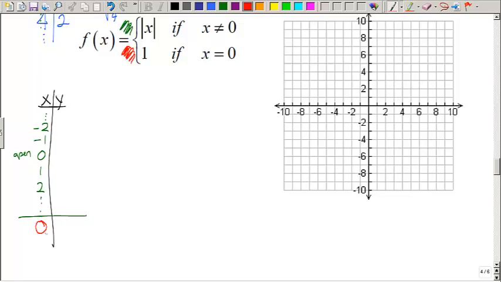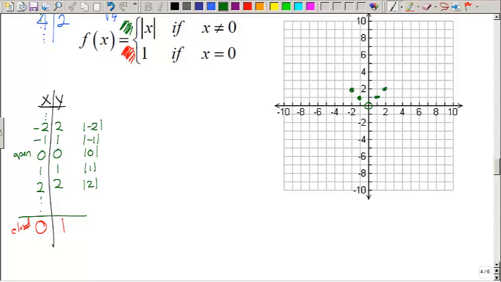When I plug in the absolute value of -2, I'm getting 2. The absolute value of -1 is 1. The absolute value of 0 is 0. All the way down. But for my red function, when I plug in 0, the only value I get out is 1. To plot this, I have -2, 2, -1, 1. At 0, 0, make sure that you have an open circle there. I have an open circle in the green part, but I have a closed circle for my red part.